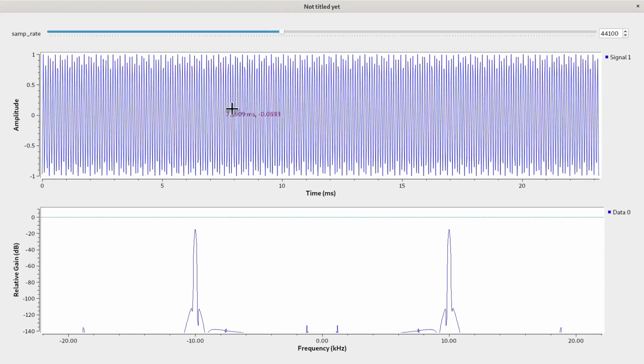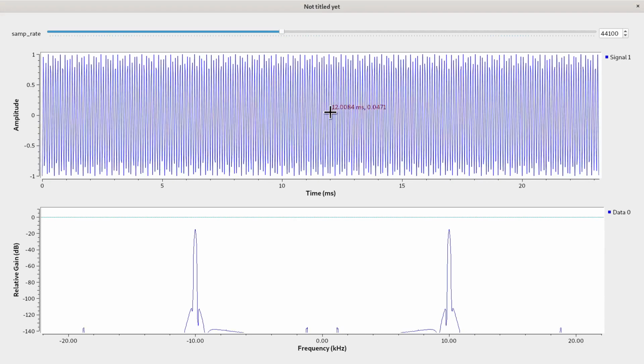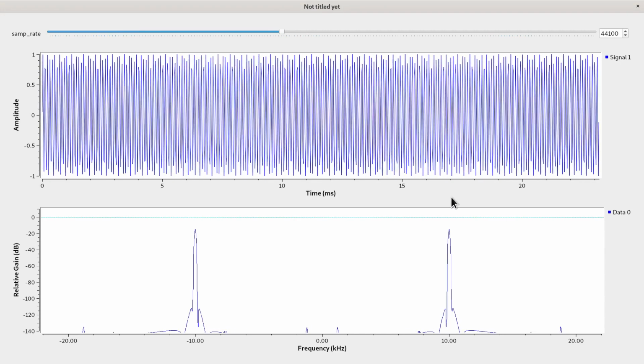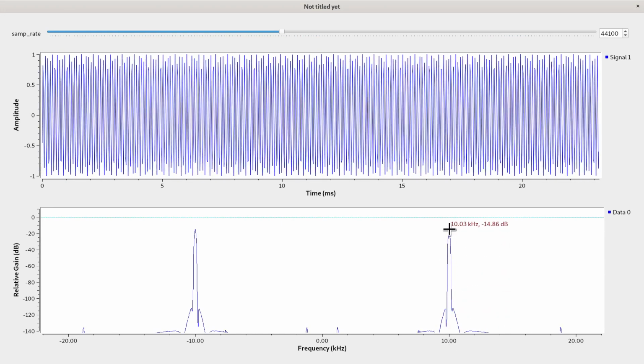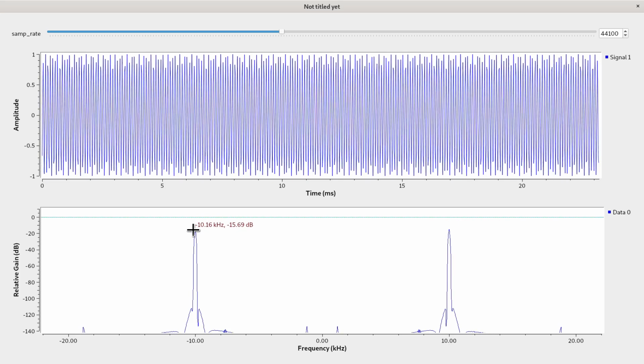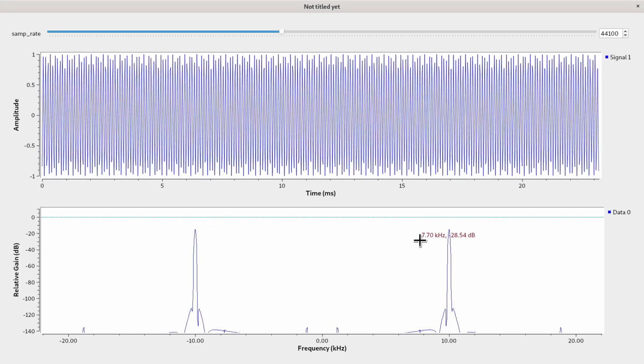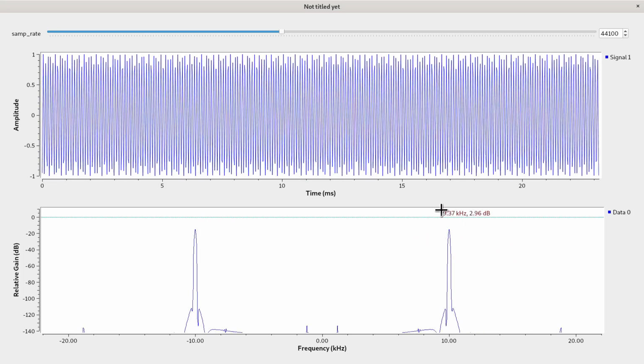So look, the top one's a bit hard to see, it's a bit messy, but that's 10 kilohertz. But down the bottom is the FFT output, and you can see that it peaks at 10 kilohertz. There's also a negative 10, which I'll get to in a minute. But for now, just look at the 10 kilohertz up here.